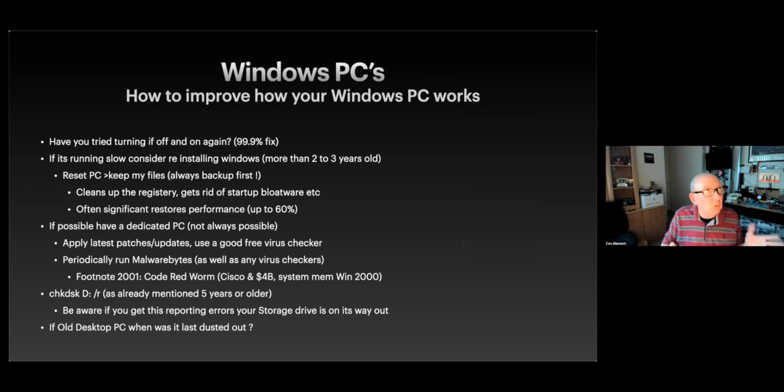But if, for example, you dig an old computer out of the cupboard and you want to run xLights on it, then I would strongly consider reinstalling Windows, because it cleans up the registry and gets rid of a load of bloatware. I've seen it give up to a 60% performance increase just by doing that. In fact, I've seen it give more than 60% if it's a really old machine.